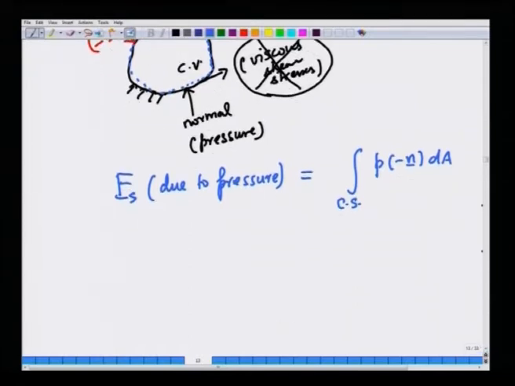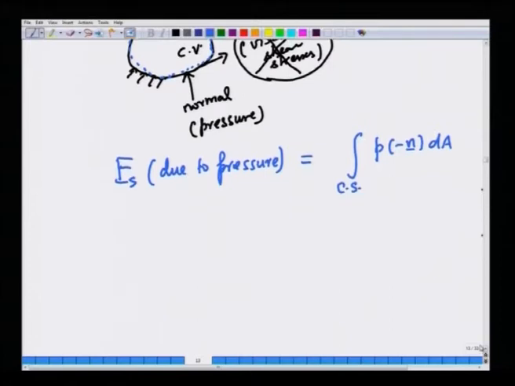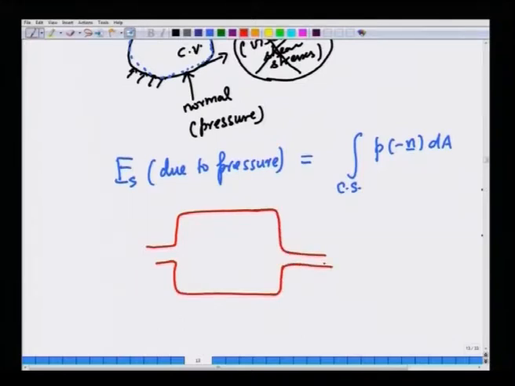The other thing that we reminded ourselves of in the last lecture is the following. Suppose you have a very simple problem, you have a fluid coming in like this. So, let the blue line be the control volume.